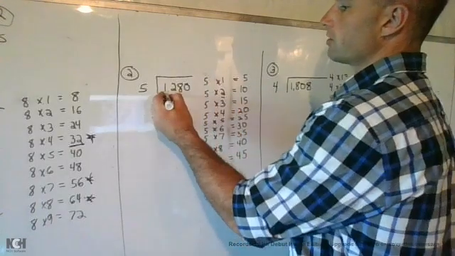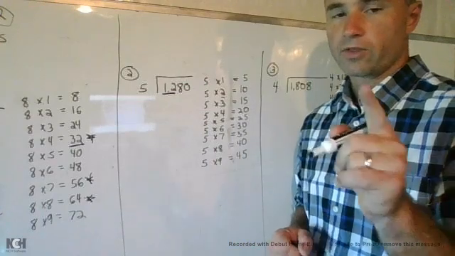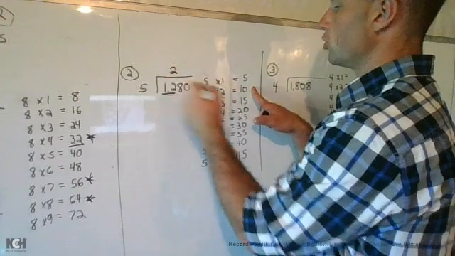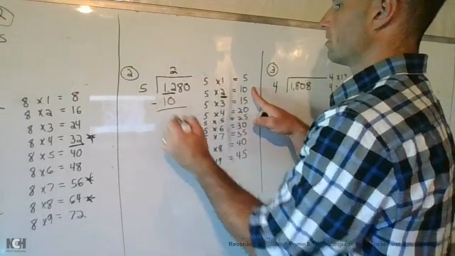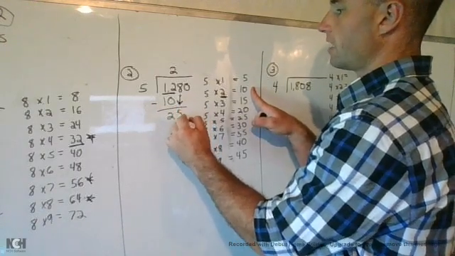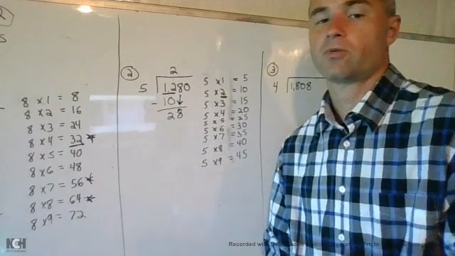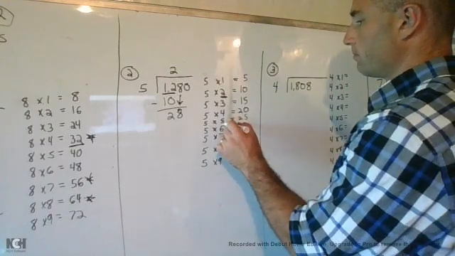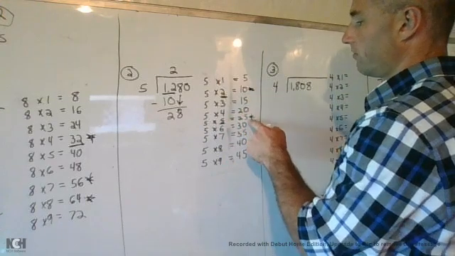5 goes into 12. How many times? It's the closest you got without going over. Well, 10, which means it goes in 2 times. You hopefully subtracted to get 2, then you hopefully brought down the 8 to get 28. How many 5s are going into 28? Well, hopefully you've recognized 5 of them, because the closest I can get to is 25.